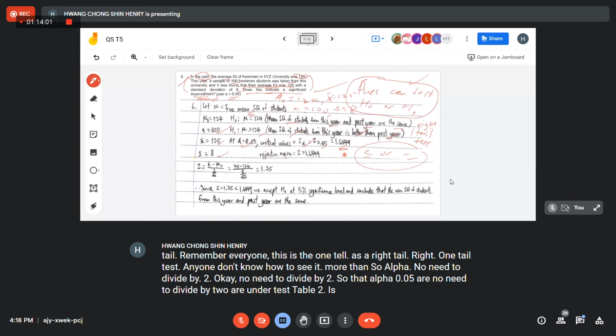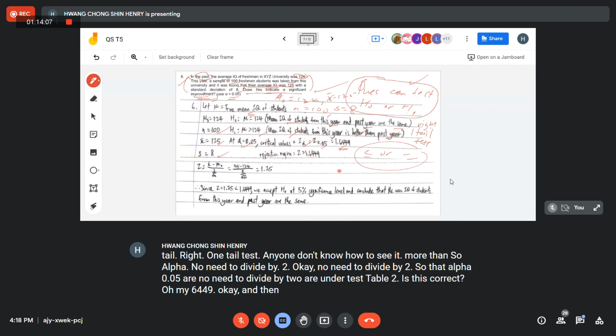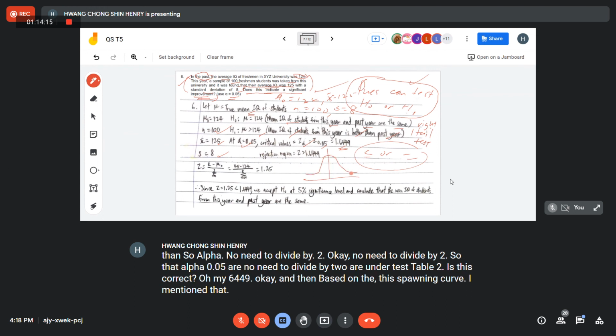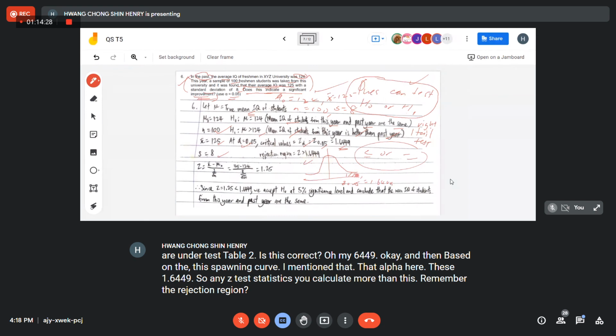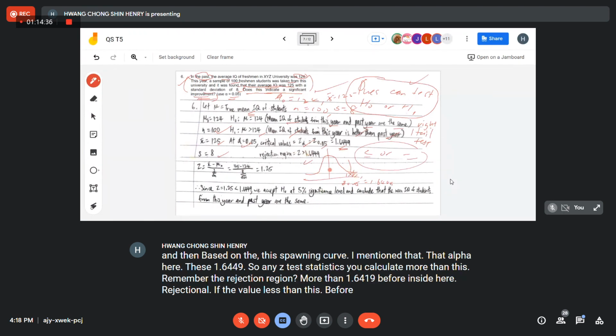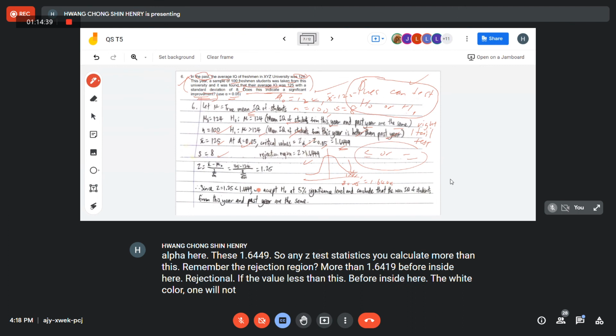Table 2, is this correct? 1.6449. Okay, and then based on this morning's curve, I mentioned that Z alpha here is 1.6449. So any Z test statistic you calculate that is more than this, remember the rejection region, more than 1.6449, you fall inside here, reject H0. If the Z value is less than this, you fall inside here, the white color one, do not reject H0.